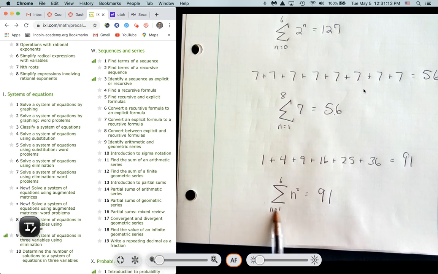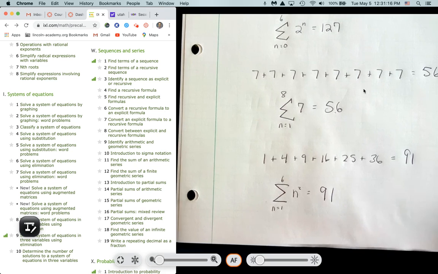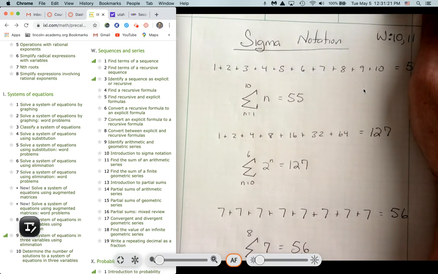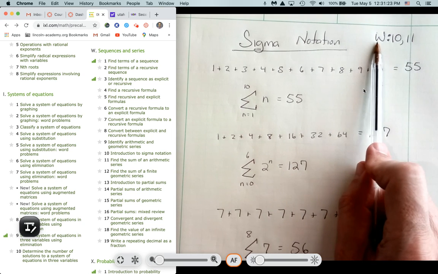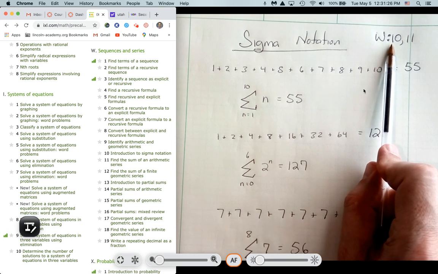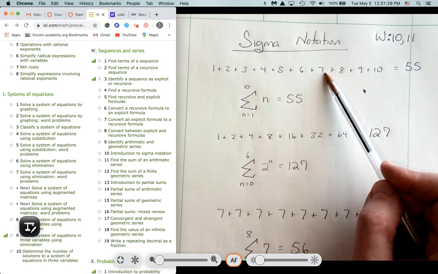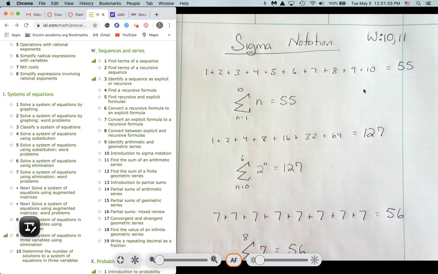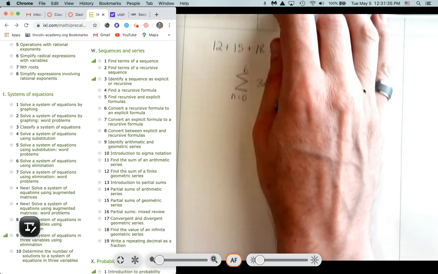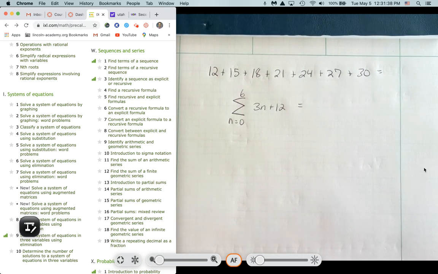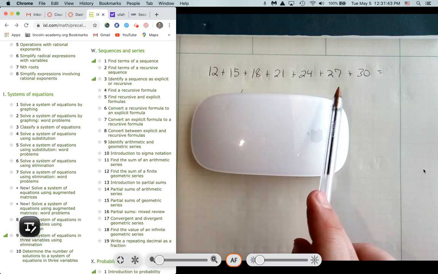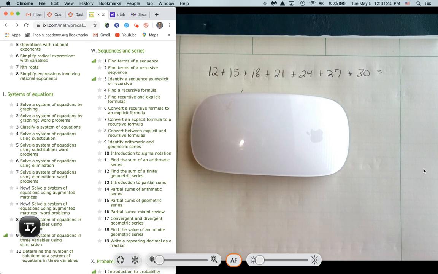But we can still express it in summation notation. So the first couple lessons I'm assigning, in pre-calculus, section W, are 10 and 11. Lesson 10 is identifying whether a series is arithmetic or geometric, and also writing the sequences out. For instance, if I cover this up right here, you might be given this sequence, 12, 15, 18, 21, 24, 27, and 30, and you're asked to write the sequence in summation notation.